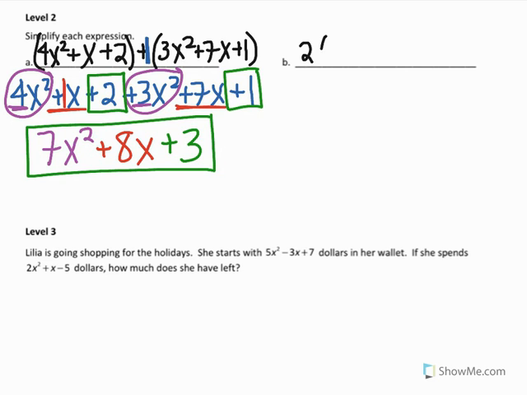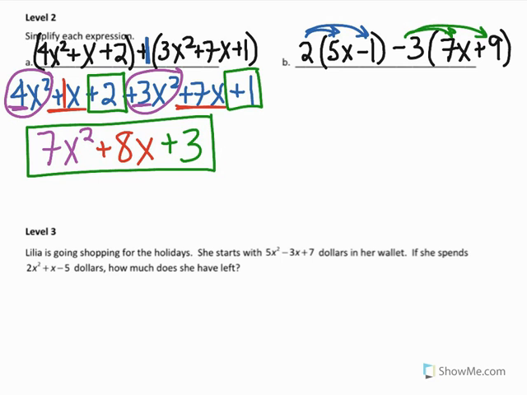Also, we will see problems where we have to do the distributive property multiple times. So here we will have to distribute the 2 and then the negative 3. So if I take 2 times 5x, I get 10x. 2 times negative 2 gives me negative 2. The negative 3 times 7x gives us negative 21x. And negative 3 times 9 gives us negative 27.